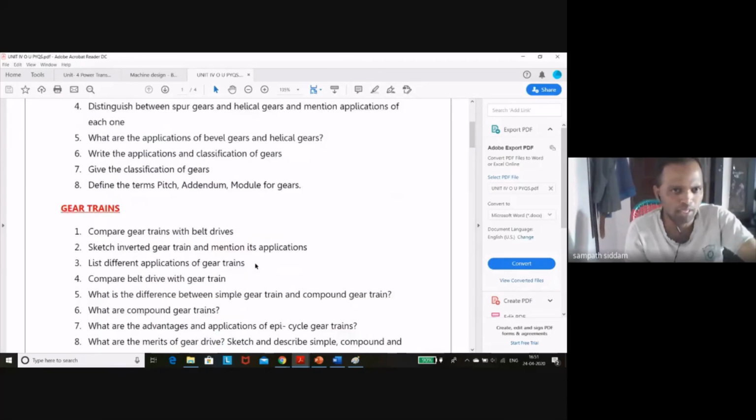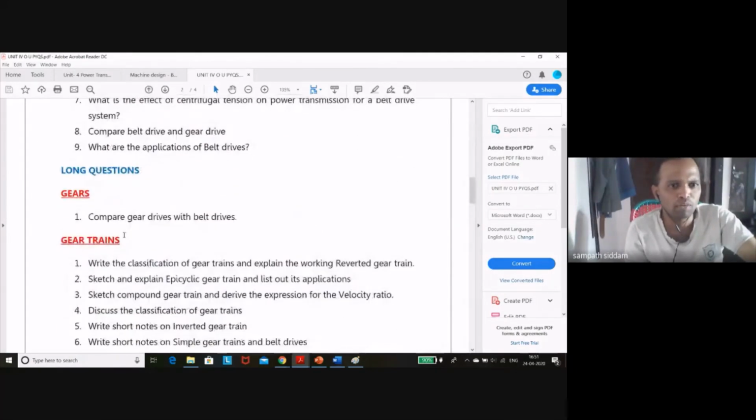If you go through the long answer questions, only one question has been asked: compare gear drives with belt drives. As I told you before, gear drives are usually used where power transmission is over a compact, short distance, whereas belt drives are used for longer distances. Power transmission is higher in gear drives and less in belt drives, and efficiency is higher in gear drives and less in belt drives. There is no slip in gear drives, whereas there is slip in belt drives. These are the different points you can list in the case of gears.